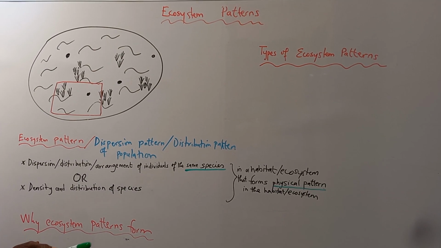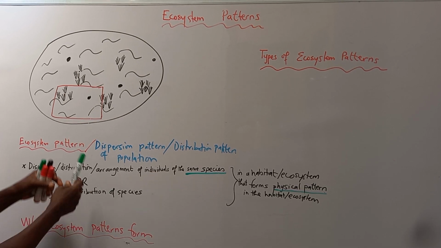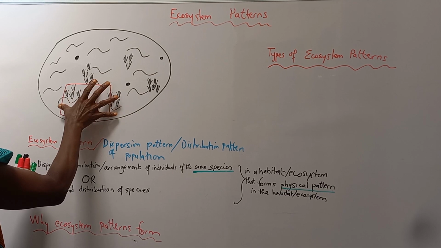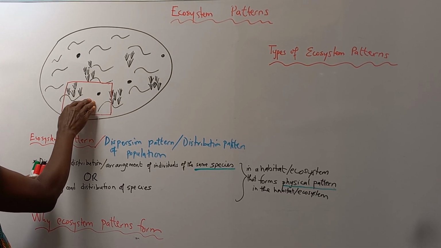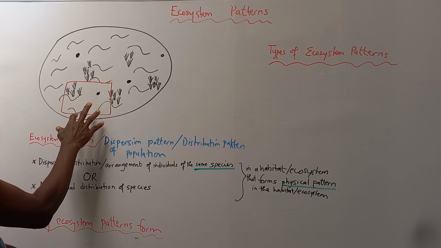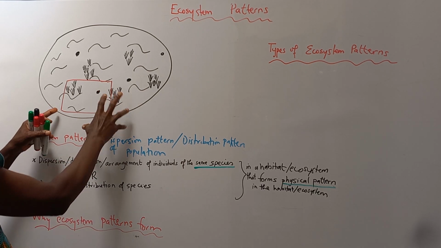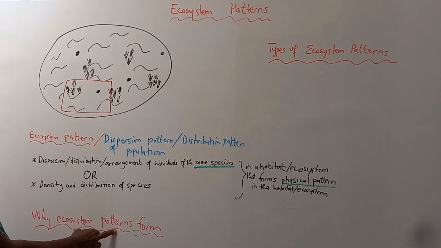Now, the question is also why ecosystem patterns form. Simply, it is due to the interaction of the organisms. They are interacting with each other and also with the physical environment, like the soil type, water, etc. So biotic interactions and abiotic interactions, and the two interactions will produce these patterns.